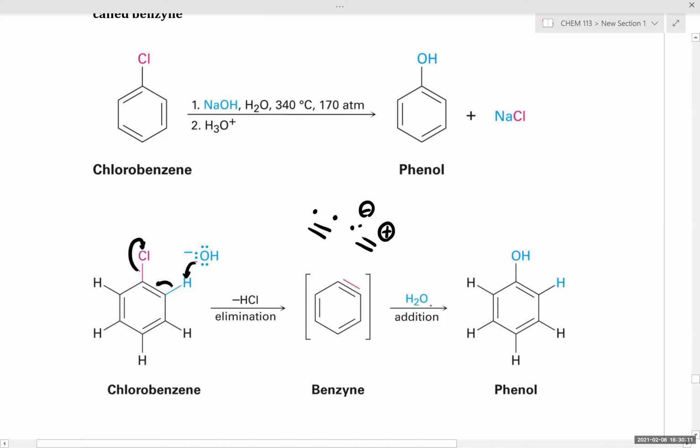So if you have a nucleophile such as water, water will attack your benzyne alkyne, break your triple bond, and then of course you can protonate your anion, and that generates your desired substitution product with your alcohol installed.